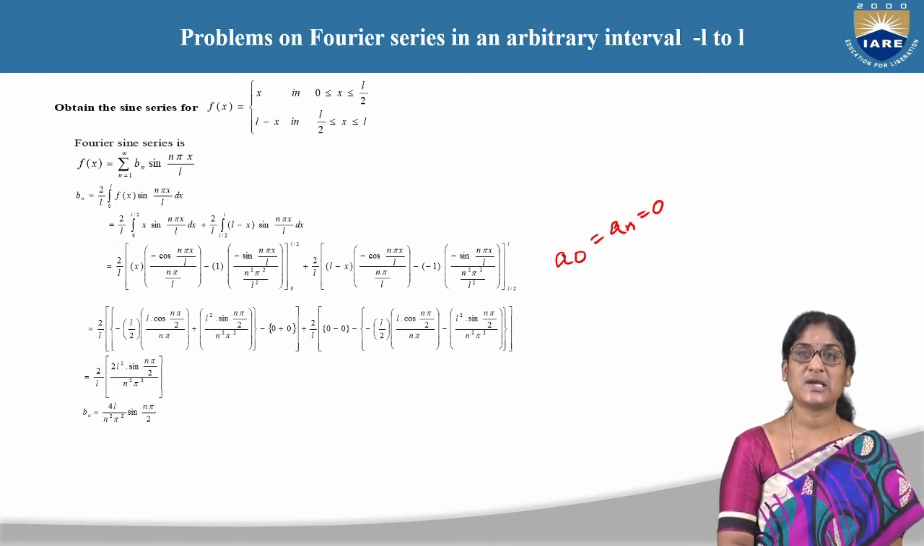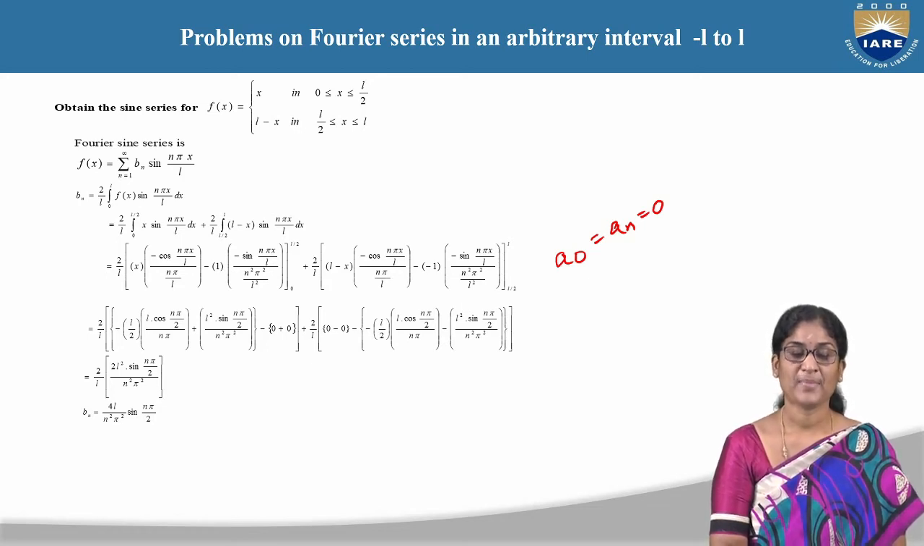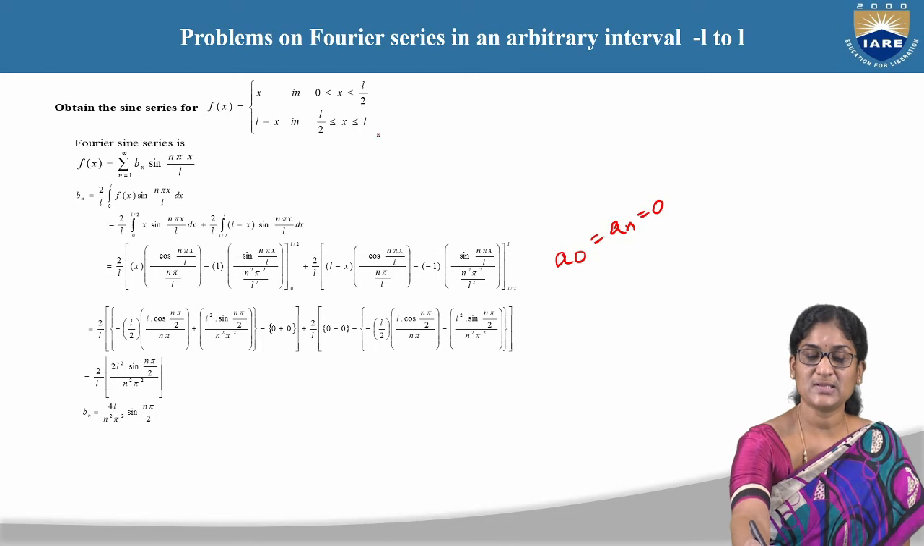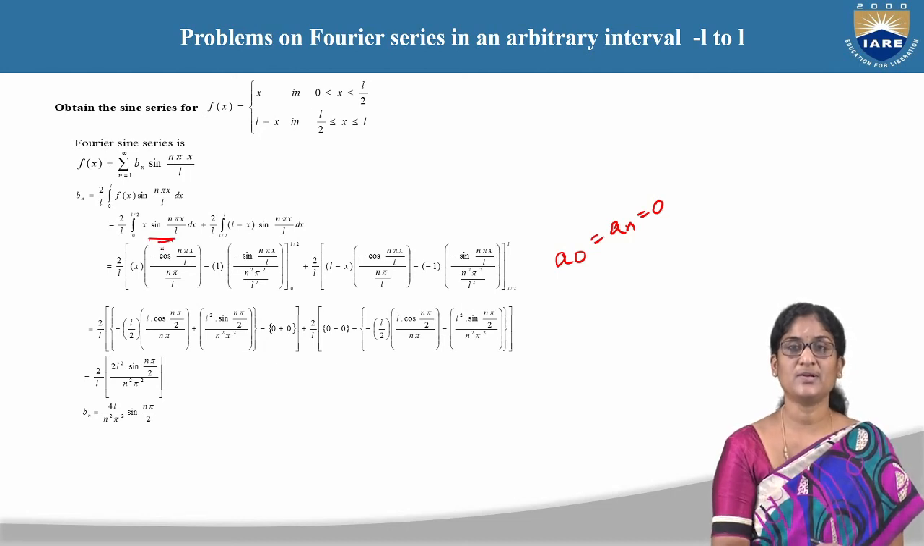So we are going to get Bn is equal to 2 by L integral of f of x sine n pi x by L dx. This we need to substitute in the Fourier coefficient, f of x is equal to summation Bn sine n pi x by L. So here f of x is equal to x from 0 to L by 2. So that comes out to be 2 by L integral 0 to L by 2 x sine n pi x by L dx plus 2 by L integral L by 2 to L, L minus x sine n pi x by L dx.